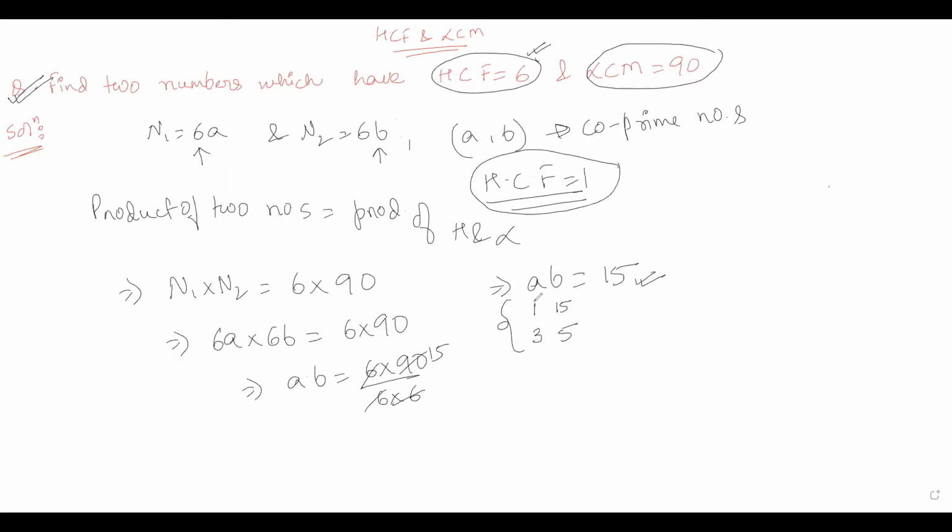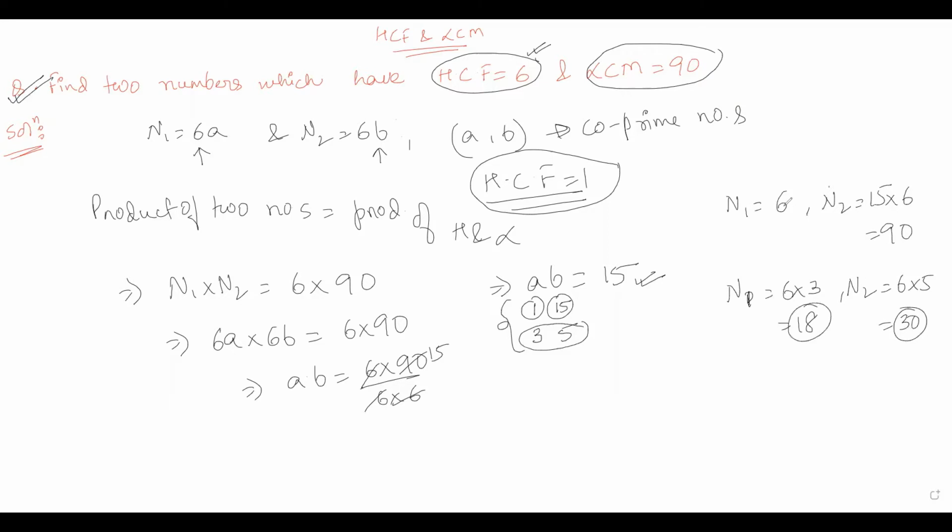So now, if I take a to be 1 and b to be 15, what can be the possible numbers? N1 can be 6 times a, so that is 6. And N2 can be 15 times 6, so that would be 90. Again, if I take a and b to be 3 and 5, in that case, N1 can be 6 into 3, that is 18. And N2 can be 6 into 5, that is 30. So there can be two pairs of numbers which follow this condition. One pair is 6 and 90 and the other pair is 18 and 30. Because for 6 and 90, the HCF would be 6 and the LCM would be 90. Again, for 18 and 30, the HCF would be 6 and LCM would be 90.